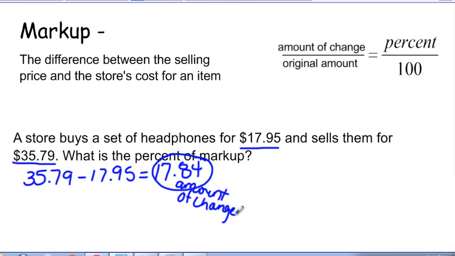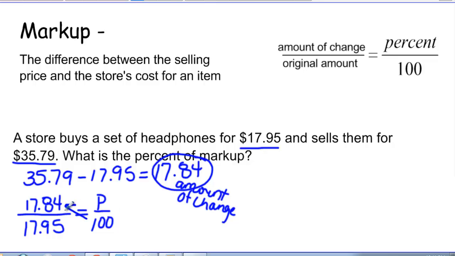Okay, so when I set up my proportion, I am going to do $17.84. How much they changed the price by. And I'm going to put that over the original amount. First, the store bought the item, then they sold it. So the original amount is how much the store paid for it. And that equals, again, my percent over 100. I'm trying to find the percent of the markup.